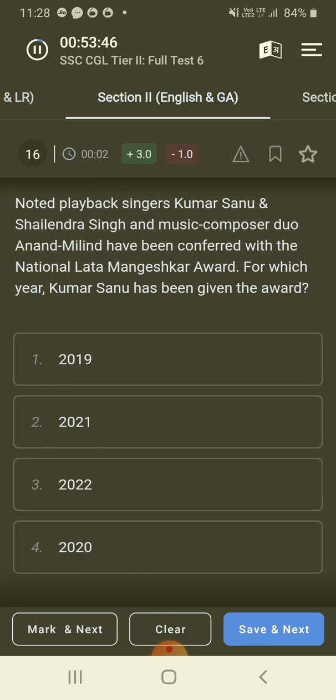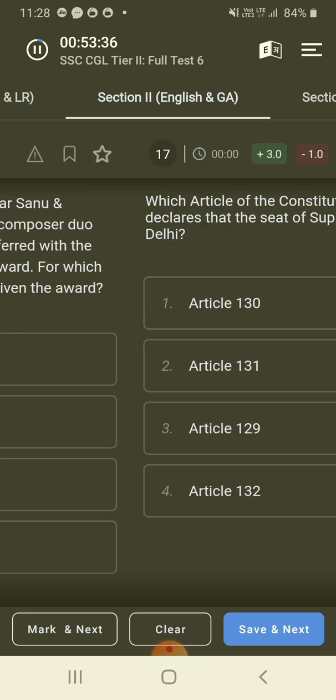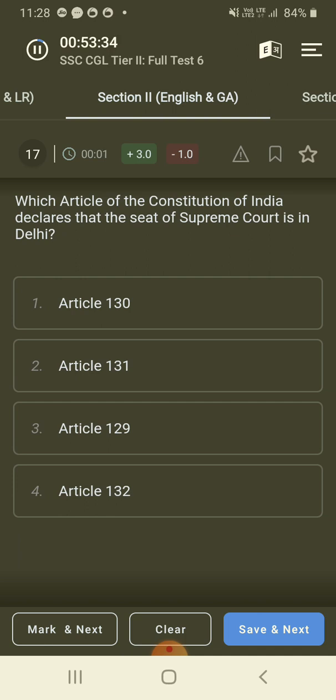Noted playback singer Kumar Sanu and Sailendra Singh and music duo Anand Milind have been conferred with the National Lata Mangeshkar Award. For which year has the award been given? Which article of the Constitution of India declares that the seat of the Supreme Court is in Delhi?